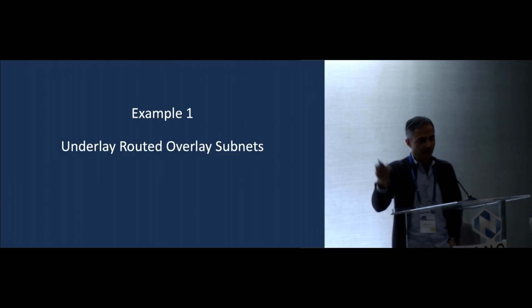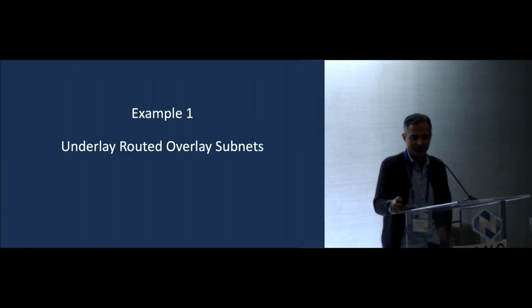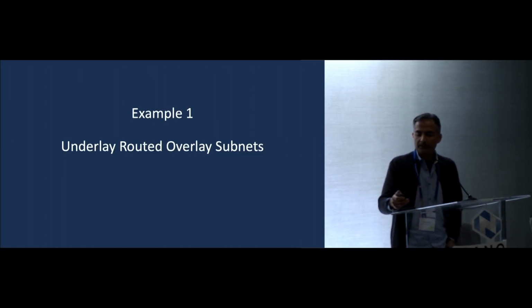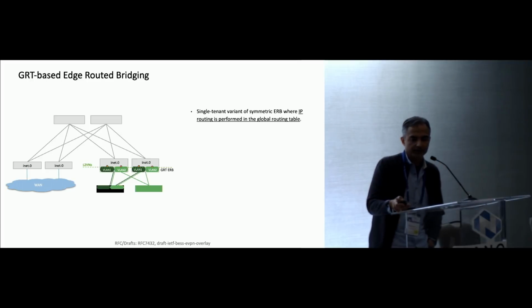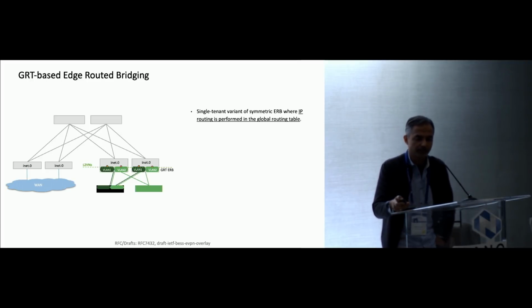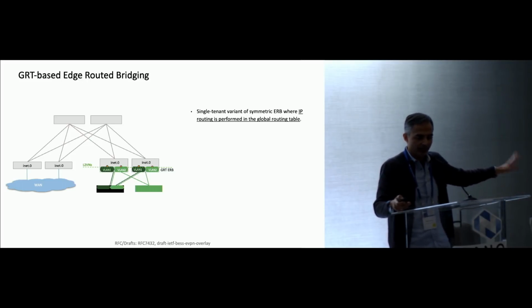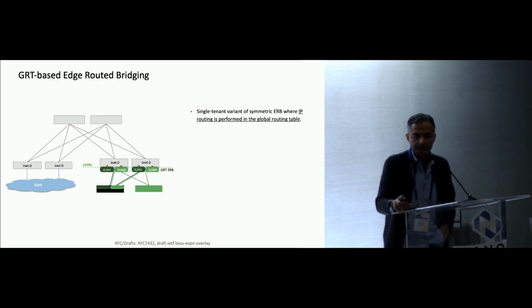So here's an example. Underlay routed overlay subnets. It's a mouthful. Basically, the subnets themselves are overlay, but the routing happens in the underlay. Okay. This is where you might have a single tenant from an L3 standpoint. It's a single tenant variant of edge routed bridging, where the routing again happens in the underlay. If you're familiar with Junos, it's inet.0. As its name implies, there's no virtualization nor tunneling for IP.